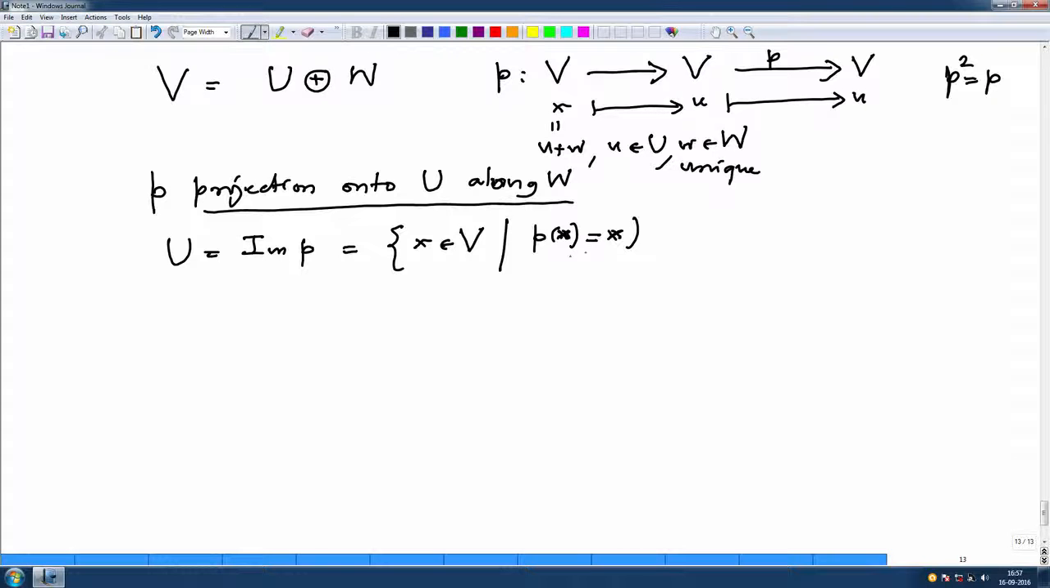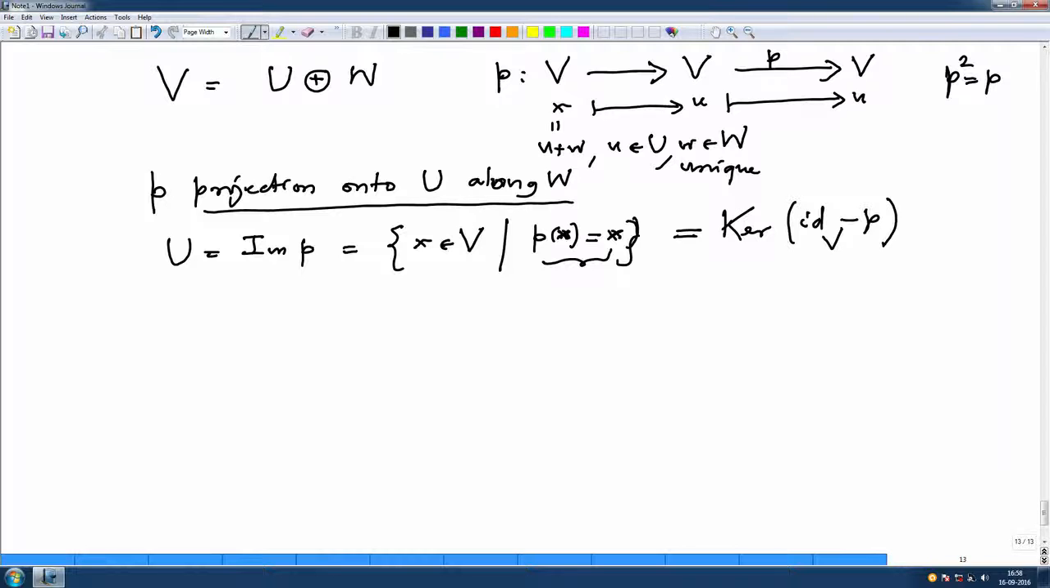But this inside thing is also the same if you shift x to the other side. This is also the same as the kernel of the identity on V minus P. This is also a linear map, identity minus P, and its kernel is all those x in V such that ID V minus P on x is 0, which is the same as this equation because we shift ID to the other side.